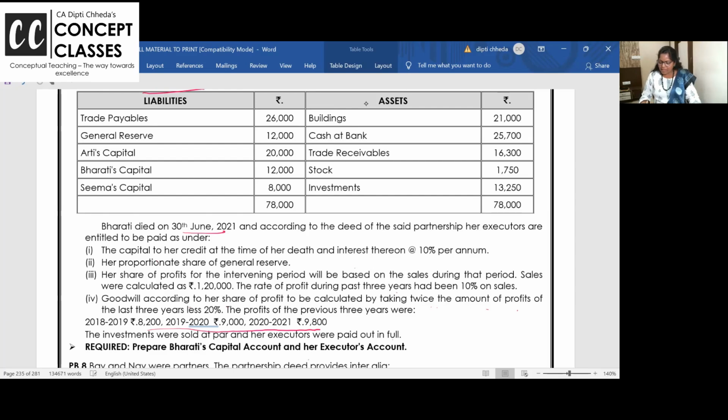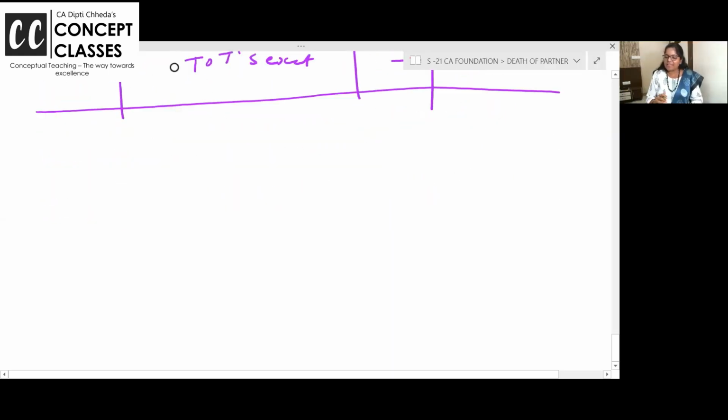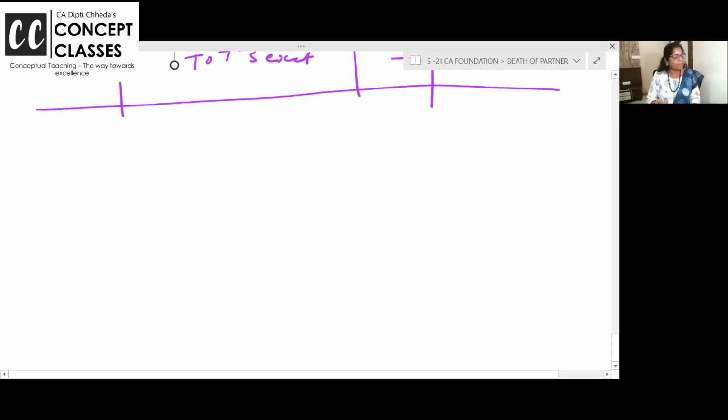Prepare Bharti's capital account and her executor's account. Executor's account will be like 2 lines. Whatever is due, you will pay her immediately. We'll give reserves also. And what is Bharti's ratio, please? 2/6. You have to remember that also. This time no ledgers are asked, so we'll not prepare any ledgers. We will start directly. No need to make ledgers, let's start together. Problem number 7.